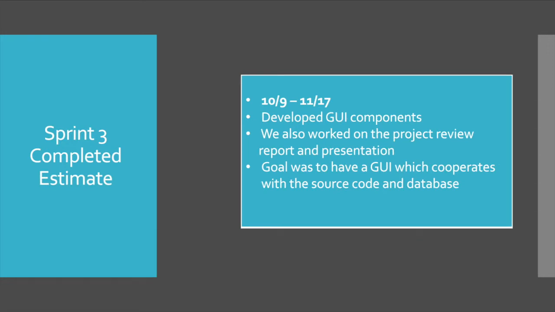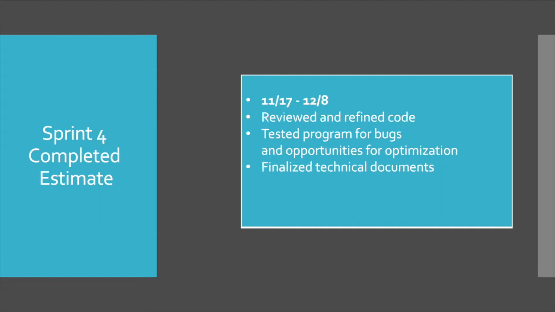Now for our Sprint 3, we began on October 9th and completed the following on November 17th. We first created a GUI component for logging into the program, managing attendance, adding or dropping students, viewing the attendance report as a teacher, the student attendance view, and the exit program button. At the end of Sprint 3, we had a working prototype for the application, including a navigable GUI which cooperates with the source code and database. We were then able to work on our project review report and presentation.